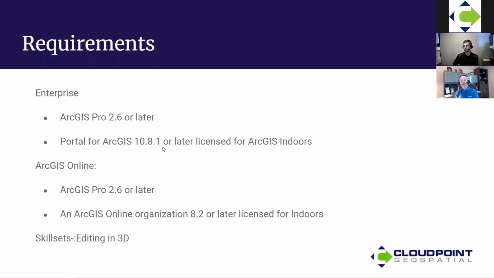For ArcGIS Online, you can also use Indoors in the ArcGIS Online environment. You have to, again, have Pro 2.6. You also have to have the ArcGIS Online Organization 8.2 or later. And again, your ArcGIS Online account has to be licensed with the Indoors extension. And then as far as skill sets, requirements, or prerequisites, you might say, as an editor or a user, you're going to want to have some familiarity with editing in the 3D environment. You're also going to want to be familiar with how to do geoprocessing in ArcGIS Pro. So some of those basics.